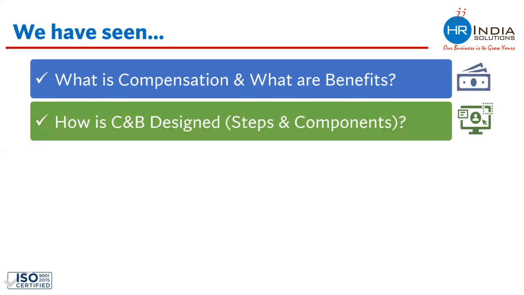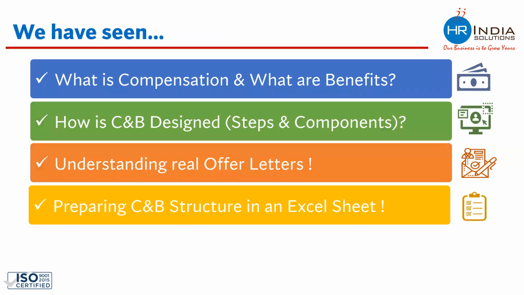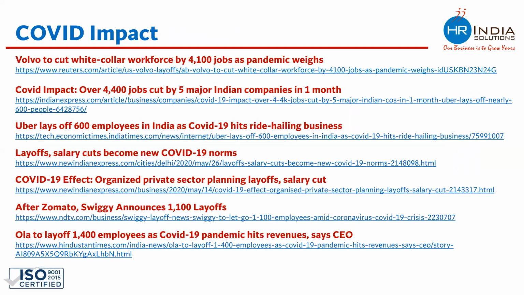So we have seen what compensation and benefit is. We have seen this also. We have understood the offer letter as well, and we have made one compensation structure in an Excel sheet also. So the COVID impact is still there, and layoffs have started. Accenture is firing 19,000. Meta is firing 10,000. So this layoff would continue.